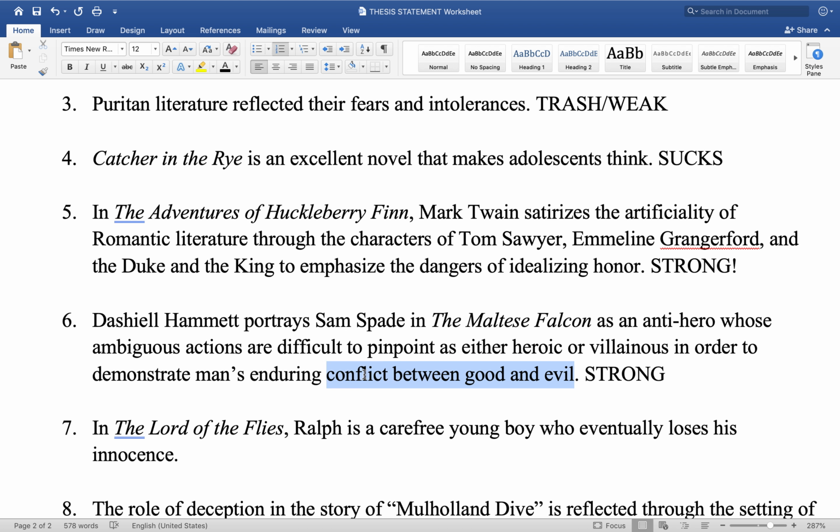I know. Here's what I like about it. Man's enduring conflict between good and evil. Like, we're always either good or evil. Kind of seems to make sense with how we can't tell if he's heroic or villainous, which is pretty much what an anti-hero is. So I know you probably haven't read The Maltese Falcon, but either way, the whole thing kind of flows together and makes sense. It's not some weird thing at the beginning of the thesis that connects to some unrelated themes. It all seems to logically make sense. So I like this one. Let's look at this one.